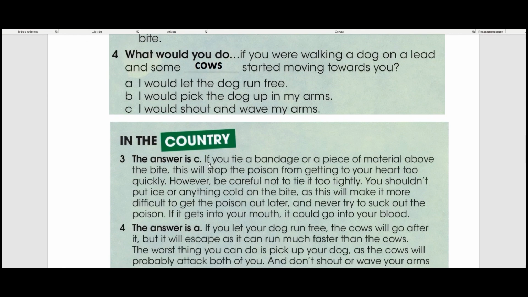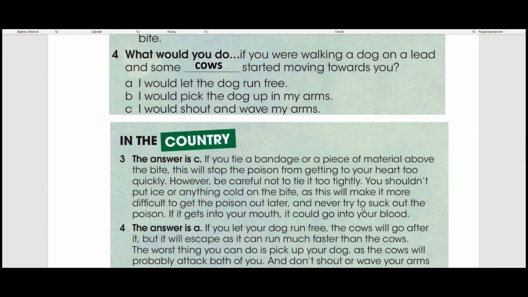Да, привязать что-нибудь. Если вы привяжете — bandage можно перевести как бинт или повязку, или какой-нибудь кусочек материала — над укусом, это остановит или предотвратит то, чтобы яд проникнул к вашему сердцу слишком быстро. Однако будьте осторожны, чтобы не завязать слишком туго. То есть вам не следует класть лед или что-нибудь холодное на укус, так как это сделает еще более сложным то, чтобы вытащить яд чуть позже.